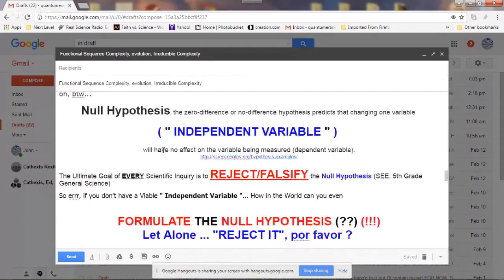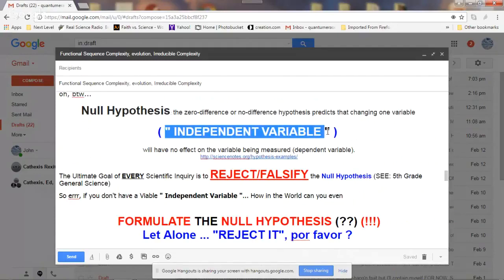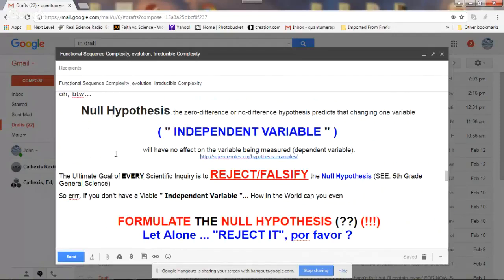Oh, by the way, the null hypothesis is the zero difference or no difference hypothesis. It predicts that changing one variable, the independent variable, will have no effect on the variable being measured, the dependent variable. We've heard that before.